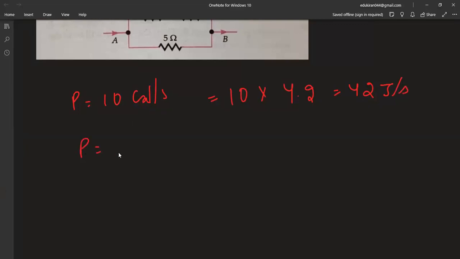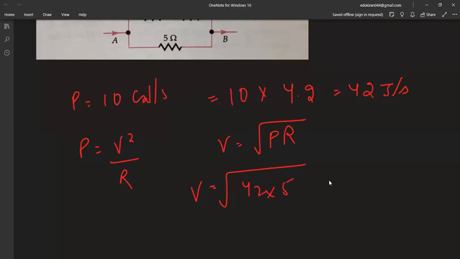Now, power is equal to V square by R. When we are calculating potential difference, it will be under root P into R, correct? Now see, we are calculating between points A and B, that is given according to the question. So when you substitute the values, this will be under root 42 into 5. So that is under root 210 volt. Now keep voltage aside.